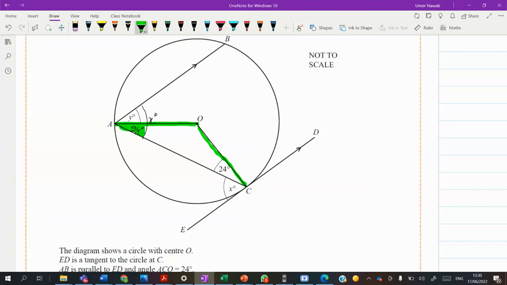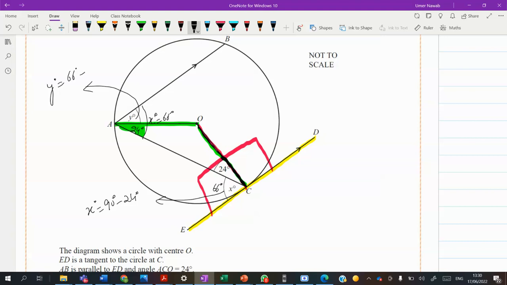The next thing which we are going to look at, as everyone knows, this is a radius and this is a tangent. Famous property of radius and tangent, they're always 90 degrees. So can I find this angle X will be equals to what? It is 90 degrees minus 24. That gives me equals to 66. So the total is 66. From here, I can easily find y. 66 minus 24, that gives me 42.